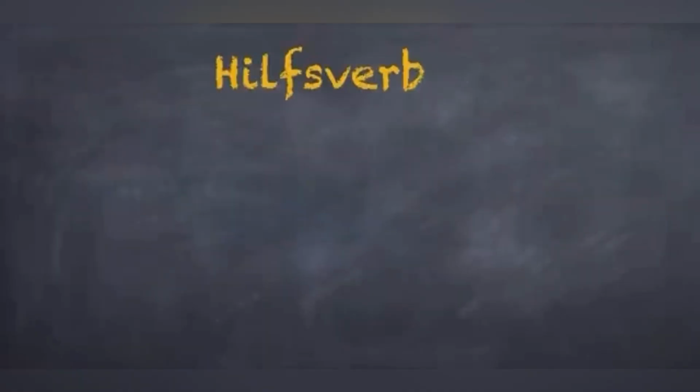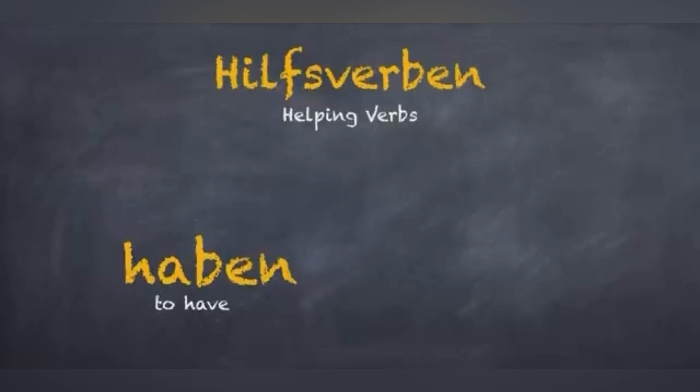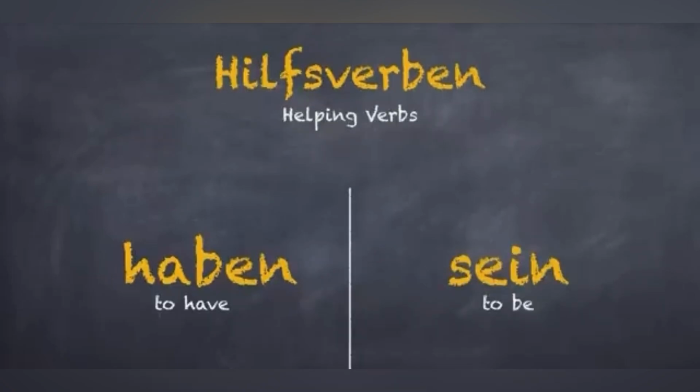Haben and sein are mostly used as helping verbs, as well as the main verbs in a sentence. In this video, we shall only concentrate on the conjugation of these two verbs. If you want to learn when they are used, you can watch our video on haben and sein. The link is given below in the description.